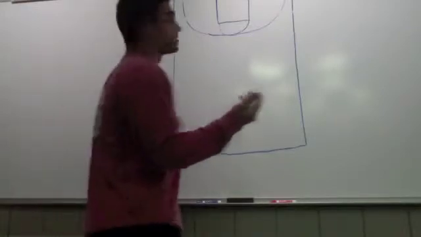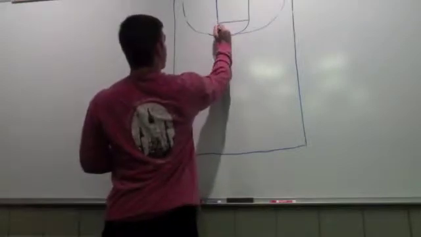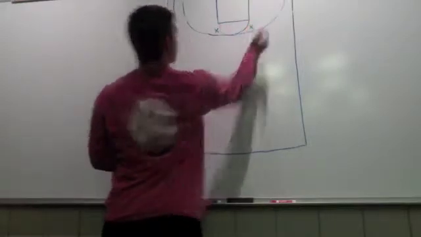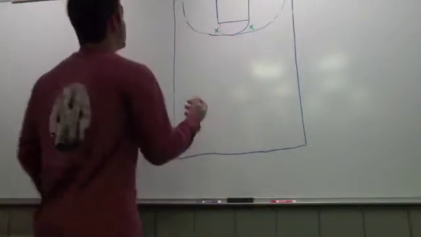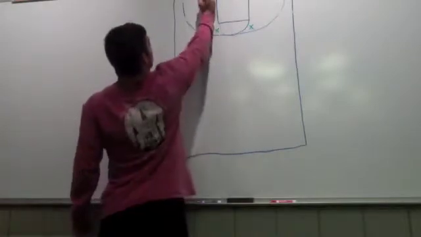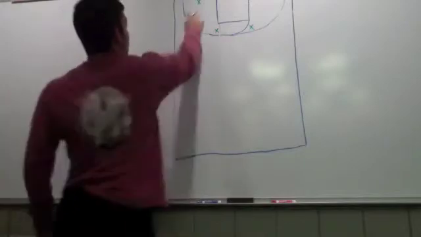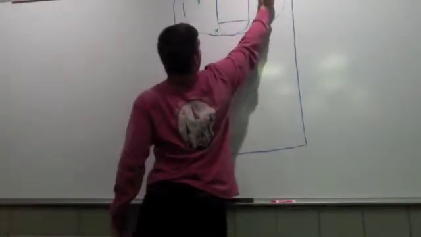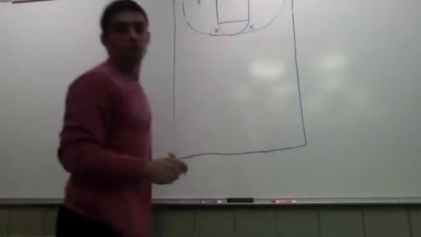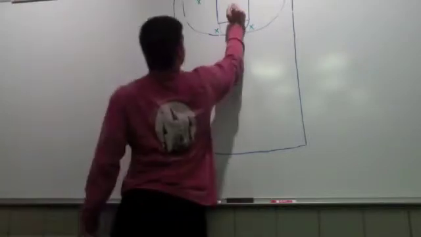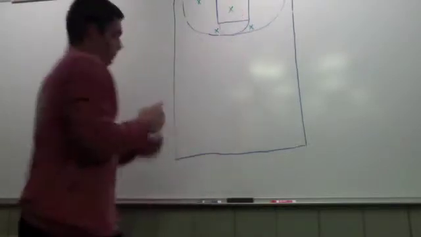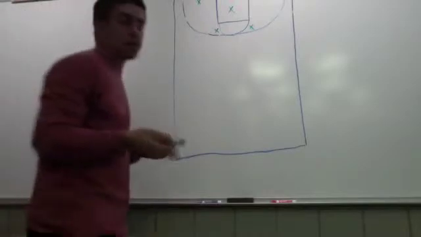Basically, you have your two guards up top, like so, and then you have your three, which is your small forward, playing out here, your power forward, which is your four, playing there, and then your big center in the middle. Basically, a 2-3 defense is a zone defense.